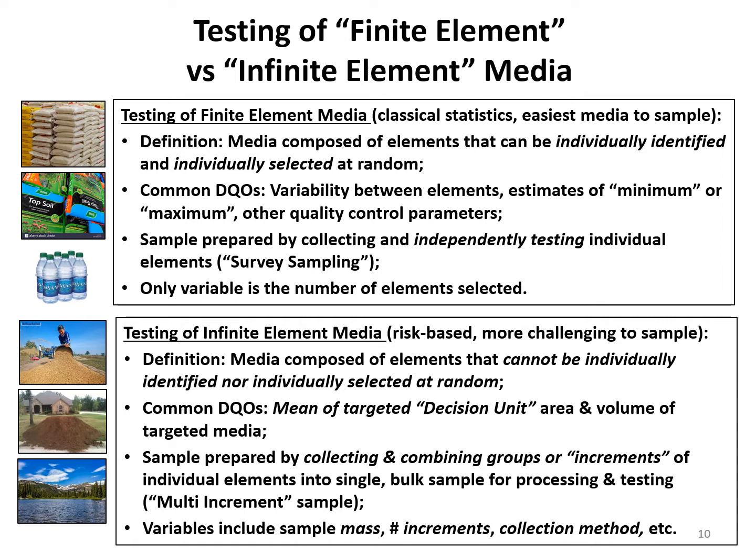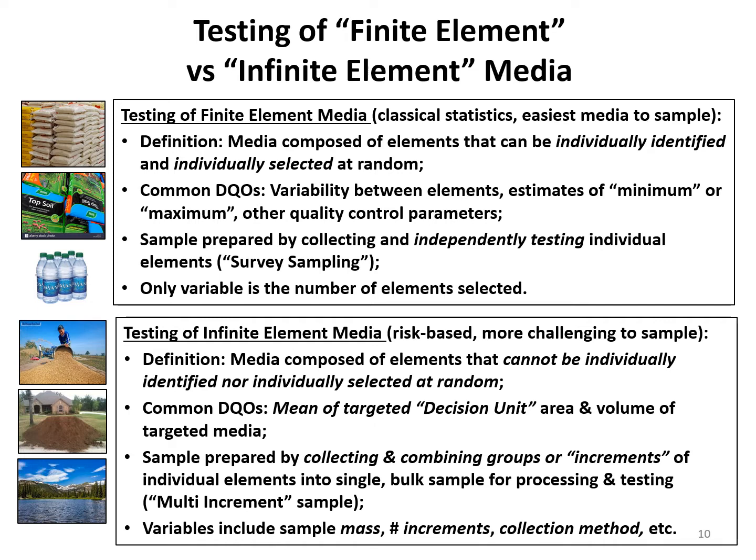Common DQO is the mean of a targeted decision unit, an area and volume of the targeted media. So in this case, you designate a very specific area, a very specific volume of the media that you want data for, a mean concentration for, and you collect a sample from that. But in this case, the sample is prepared by collecting and combining groups or increments of individual elements into a single bulk sample for processing and testing. These are referred to again as multi-increment samples. This term was trademarked by Chuck Ramsey.